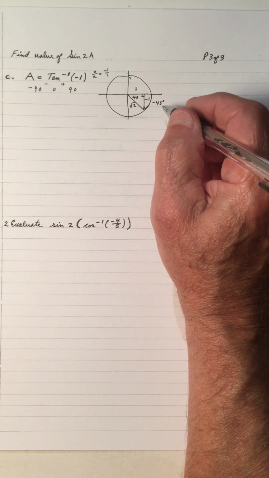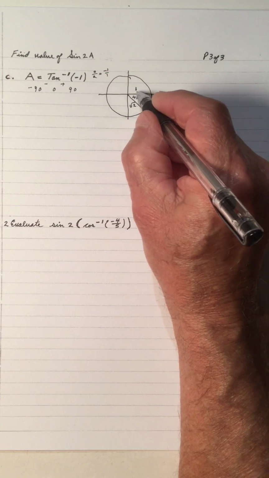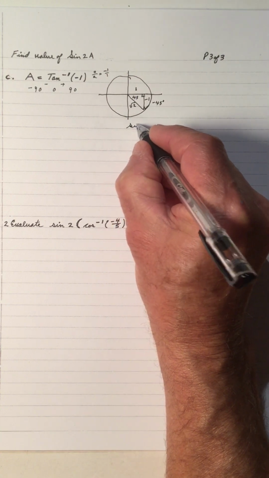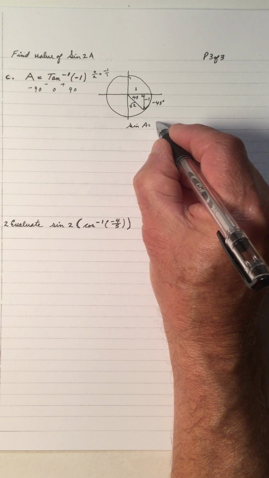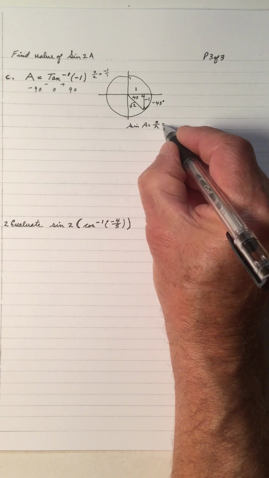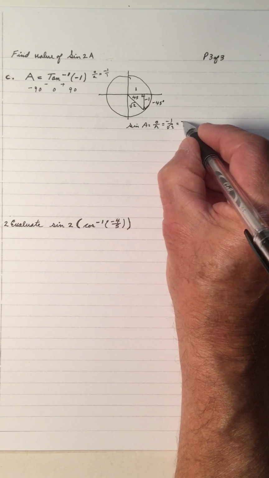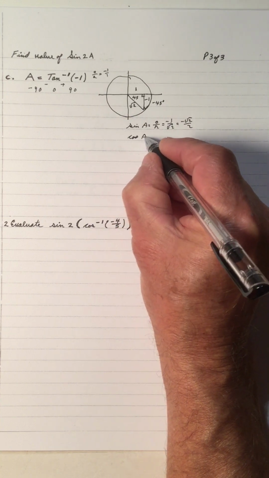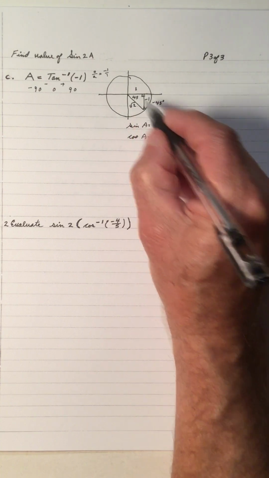But we really don't need that. We just know that the angle is 45. We can draw the triangle. And that means that the sine of angle A is opposite over hypotenuse. So that's negative 1 over root 2, and that works out to be negative root 2 over 2. And the cos of angle A is adjacent over hypotenuse, which is 1 over root 2.